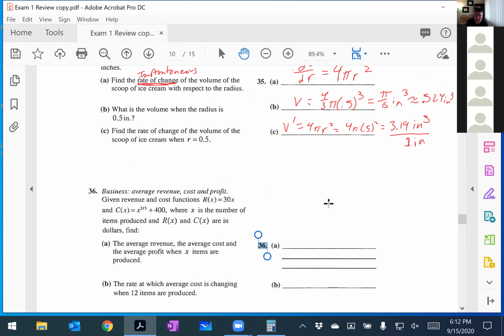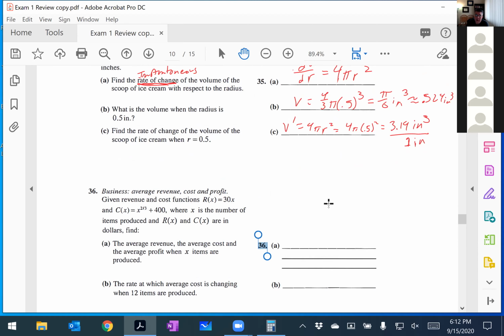The average cost function is going to be equal to x to the 2/3 plus 400, all over x, which is going to be equal to x to the negative 1/3, because 2/3 minus 1 is negative 1/3. I just kind of break this up, plus 400 over x. Is it plus or is it minus? Oh, it's plus.